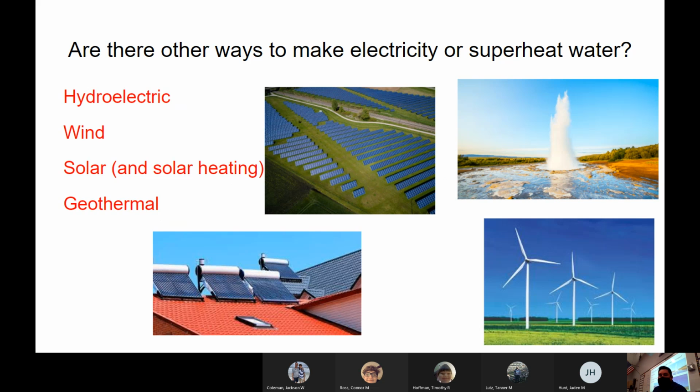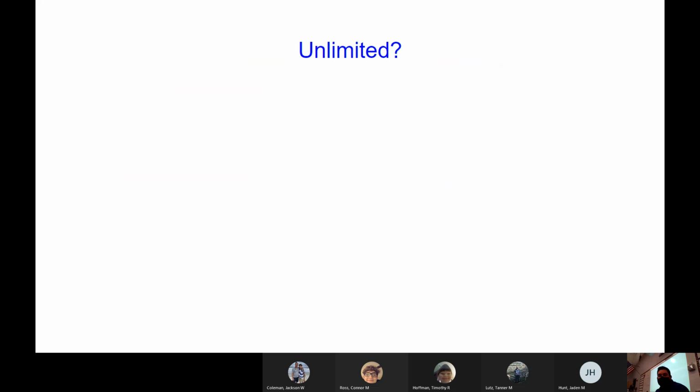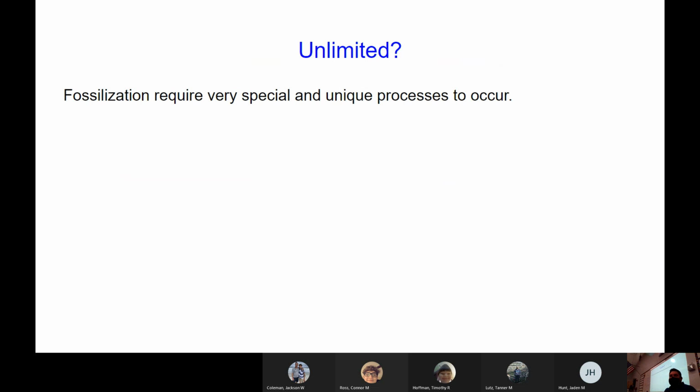Okay. So there's a lot of political things going on here. Yes, it's easy, it's simple to burn fossil fuels for electricity, but we're also going to run out eventually. So, is fossil fuels unlimited? Absolutely not. Remember that fossilization is a very, very special and a very, very rare process. Very unique process. Not everything fossilizes. Okay, and that's important.